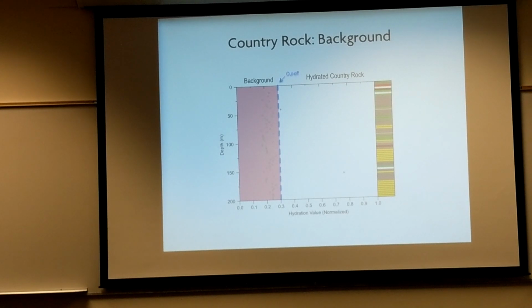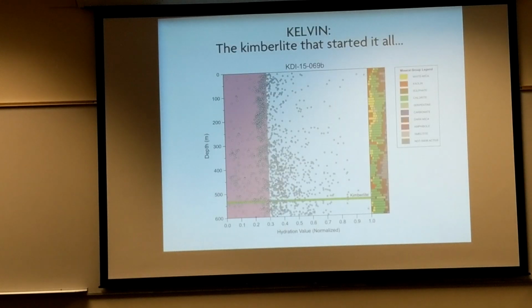So what we're going to do now is start looking at what the data look like when you collect it and produce a hydration value around kimberlites that we're all familiar with. The first one I started with was actually the Kelvin kimberlite. Kelvin had a lot of drilling. There's a lot of rocks that go through crustal rocks around Kelvin, and this is one of them. This is 1,600 spectra collected from 600 meters.